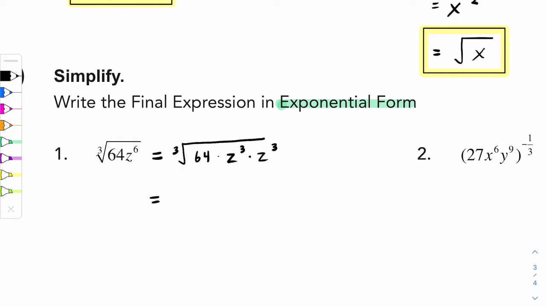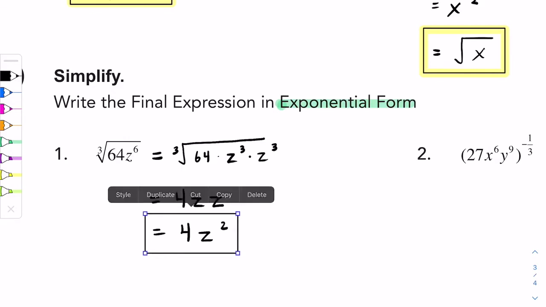Now I'm going to rewrite this as 4 times z, which is 4 times z squared. And that's already exponential form, so we don't even have to do any more with that. That is our final answer.